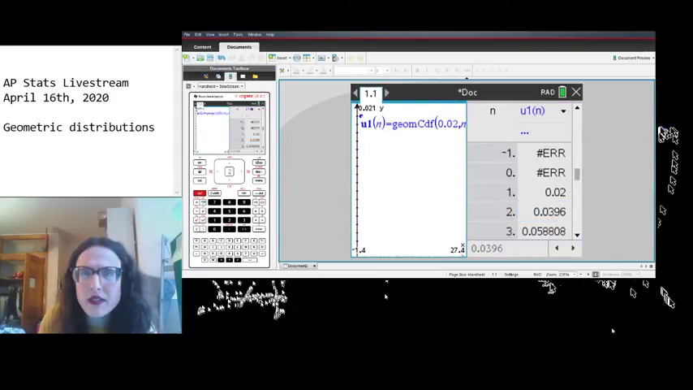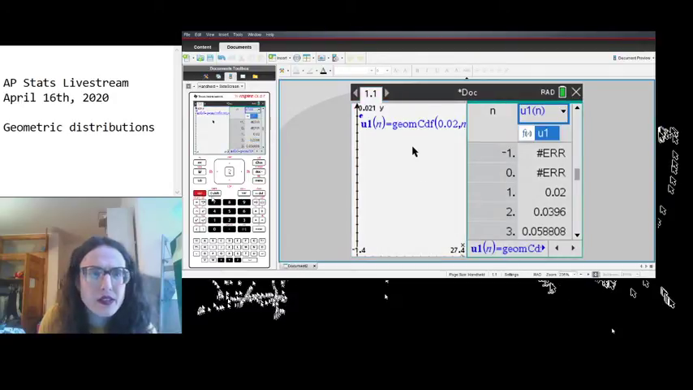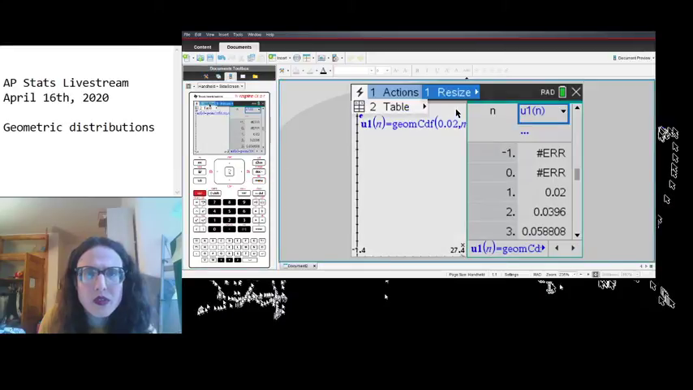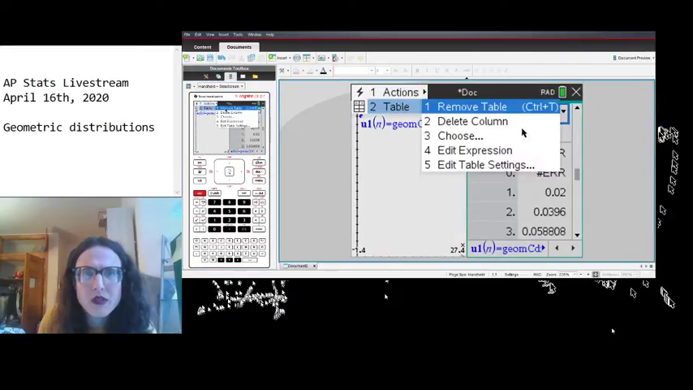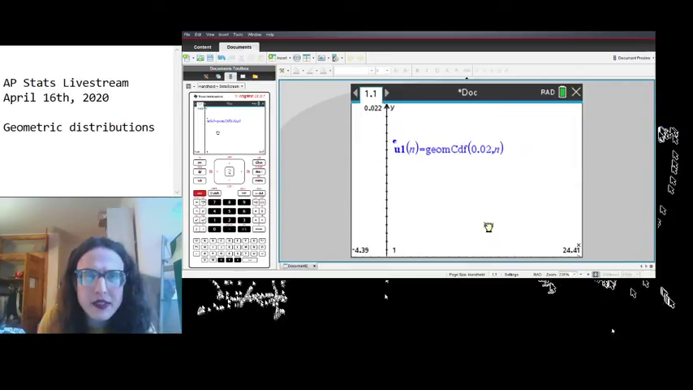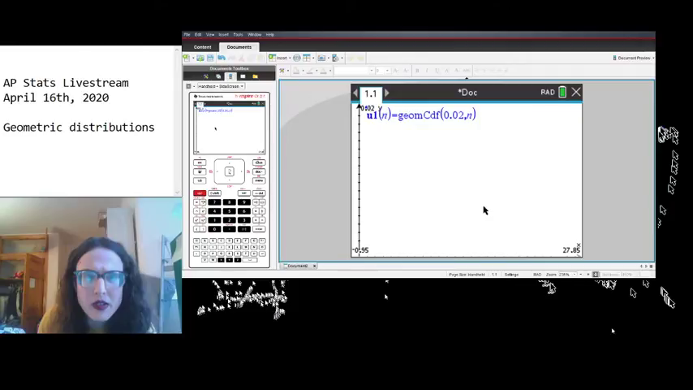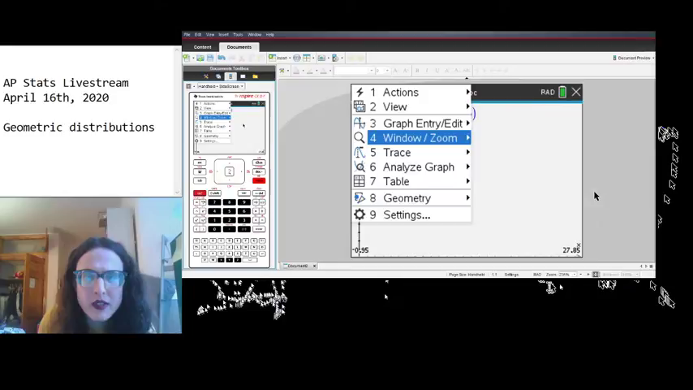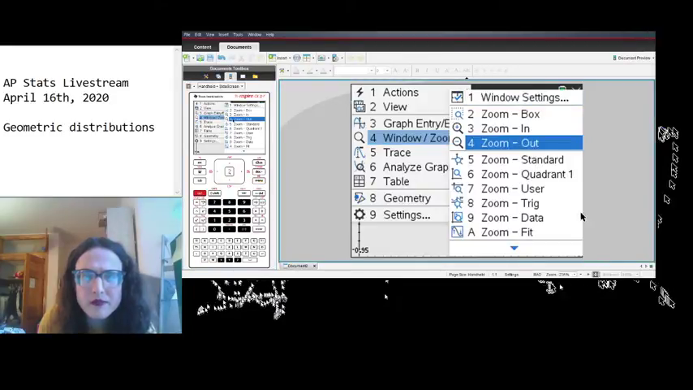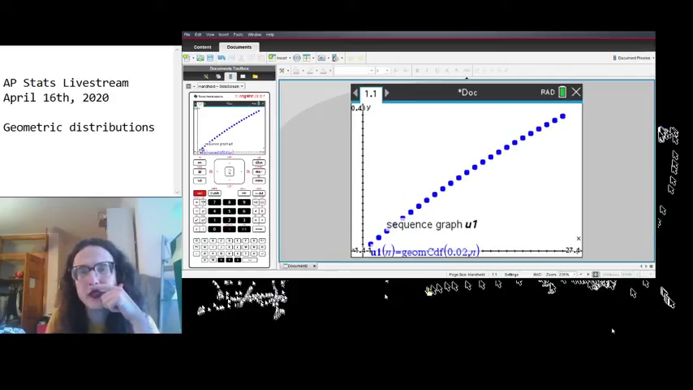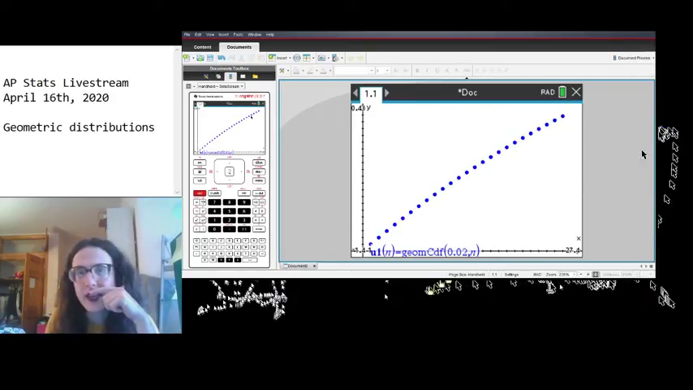Here, let's take this guy out. Let's remove that table, and let's change the zoom again. And there we go. So say if we look at the CDF of this, it almost kind of looks linear.